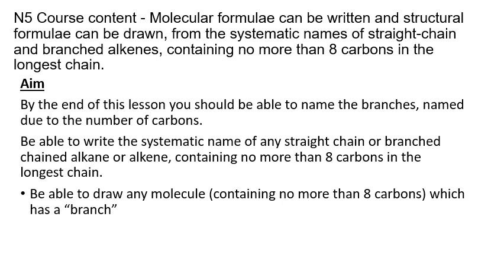So the N5 course content states that you have to learn about how molecular formulae can be written and structural formulae can be drawn from the systematic names of straight chain and branched alkenes, containing no more than 8 carbons in the longest chain. So what that means is that our aim today, by the end of this lesson, is that you should be able to name the branches, named due to the number of carbons. You should be able to write the systematic name for any straight chain or branch chained alkane or alkene containing no more than 8 carbons in the longest chain, and be able to draw any molecule containing no more than 8 carbons which has a branch.